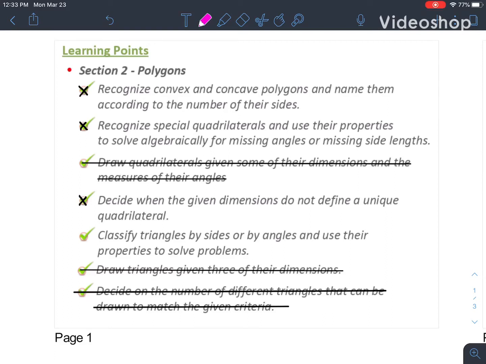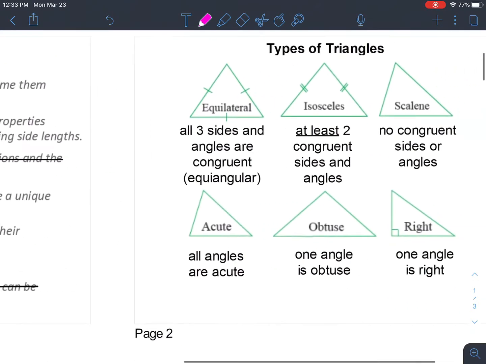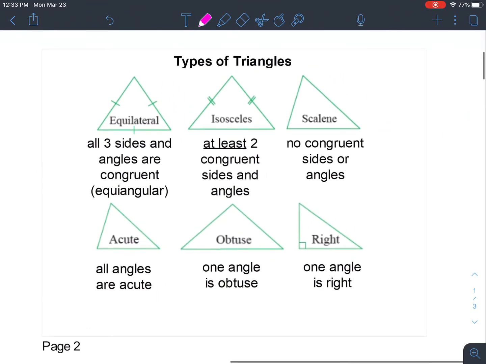Hi everybody. So in the past video what we did was we talked about polygons and we spent a lot of time with quadrilaterals. Today what we're going to do is we are going to focus on triangles. So we are going to not only know how to name them but also how to find either missing values or missing angles in a triangle.